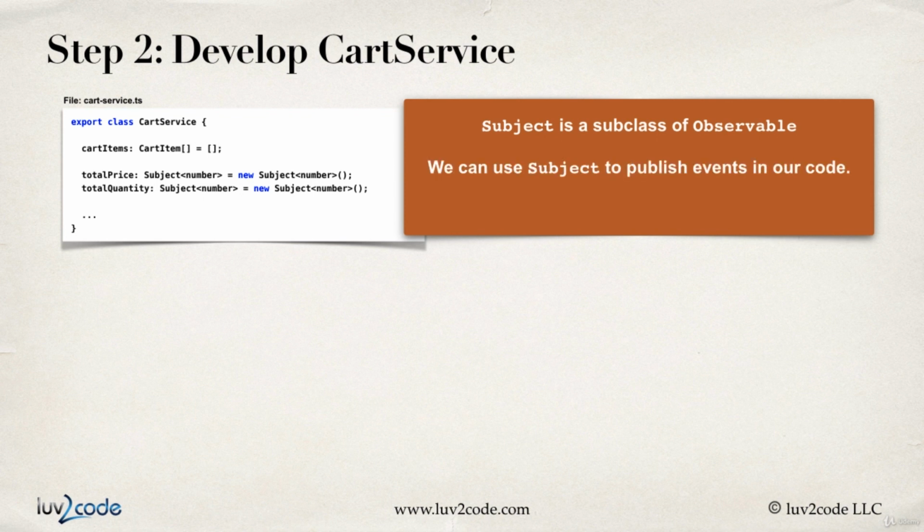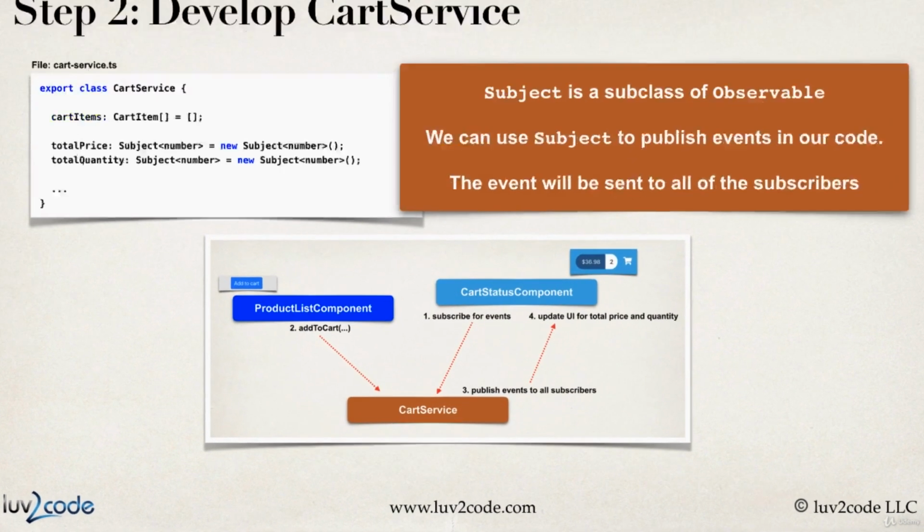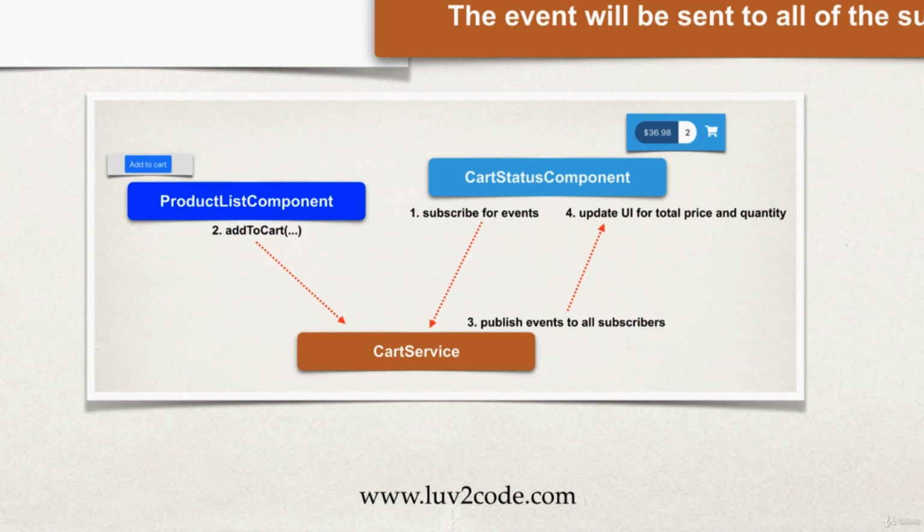And so we can use the subject to publish events in our code programmatically. And then these events will be sent to all of the subscribers. I'll actually show you coding in a second on how we can publish an event using this subject. And so remember our whole application interaction here. Our cart service is going to publish events for subscribers. The cart status component is going to subscribe for events, and then we'll publish events to the subscribers. And we'll see how this coding pulls together in a second.